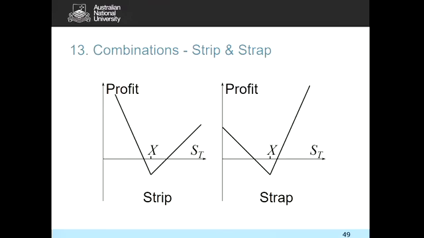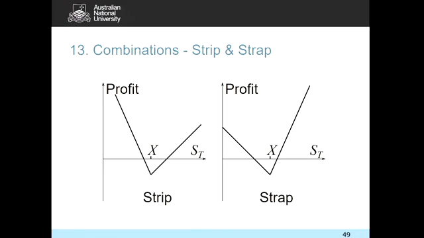Then we have strips and straps. A strip: you buy 2 put options at an exercise price, and you buy a call option at the same exercise price. So you're buying 3 options, very expensive. Because you've bought 2 put options, you think it's a very volatile stock, but it's more likely that the price will drop. Because when the price drops, you've got 2 put options, so you double the payoffs. You get 2 times the payoffs.